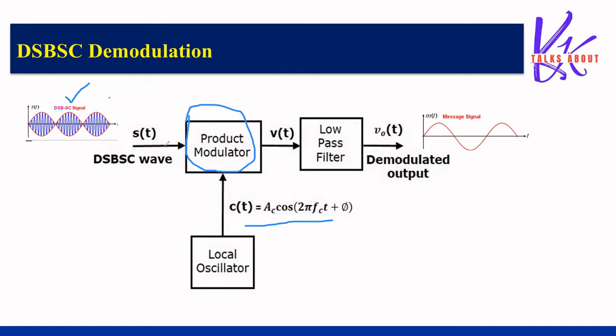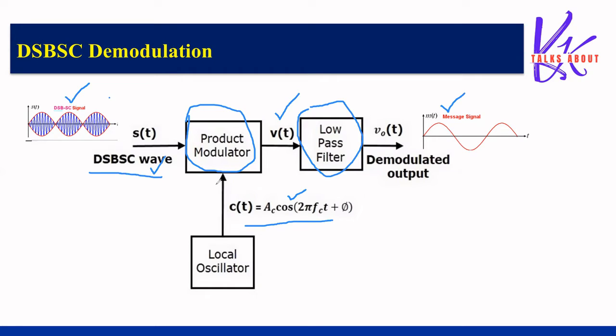And here the phase of your carrier wave should be same as that of your DSBSC wave which is received at your receiver. When they are given to your product modulator, we will be getting a modulated wave, that is DSBSC modulated wave, which after passing through a low pass filter, we will be getting the actual message signal or the original information signal whichever we have transmitted.